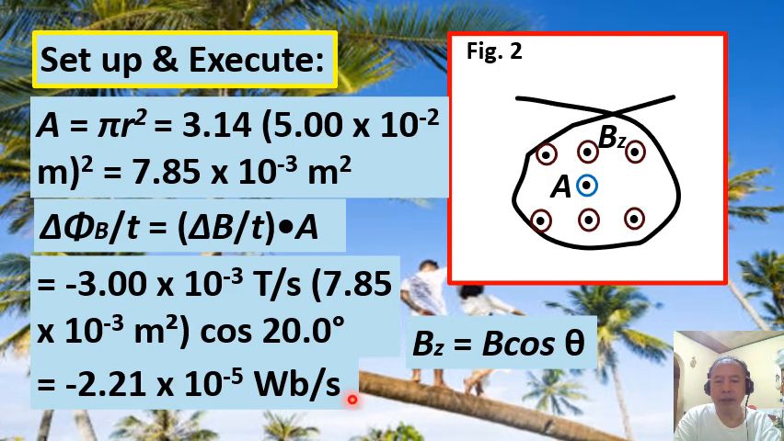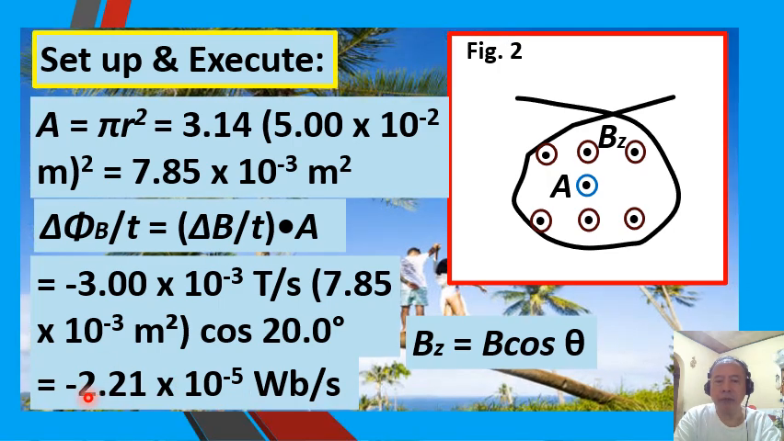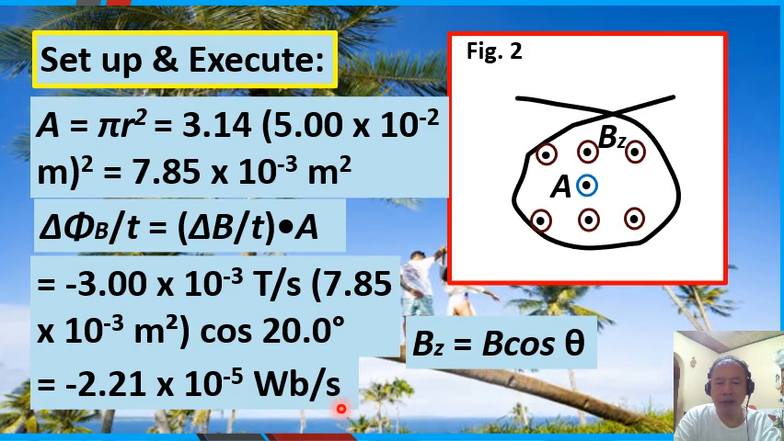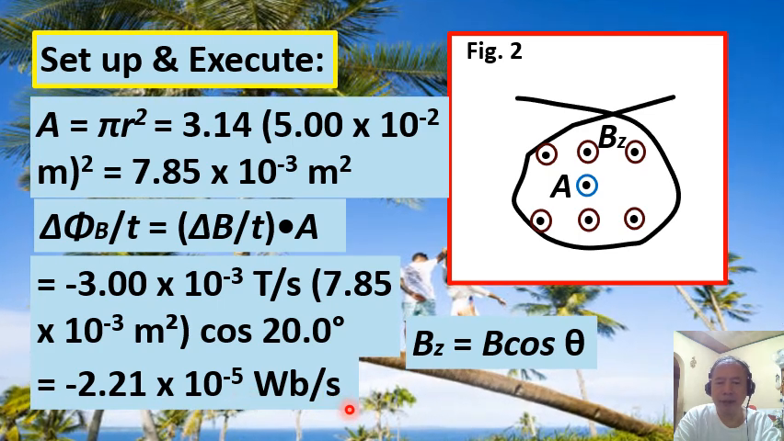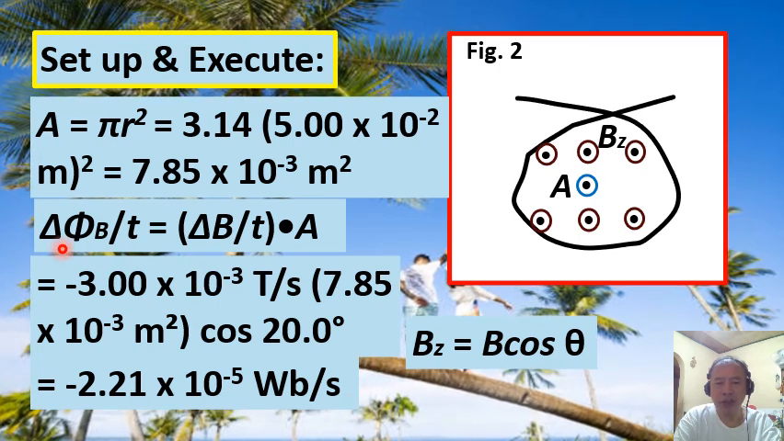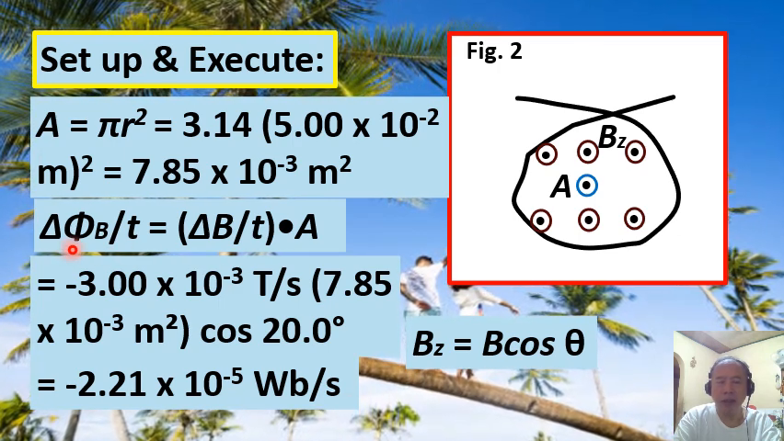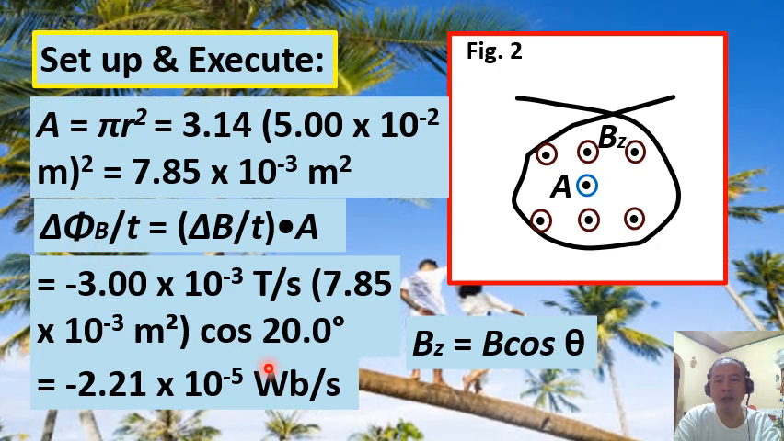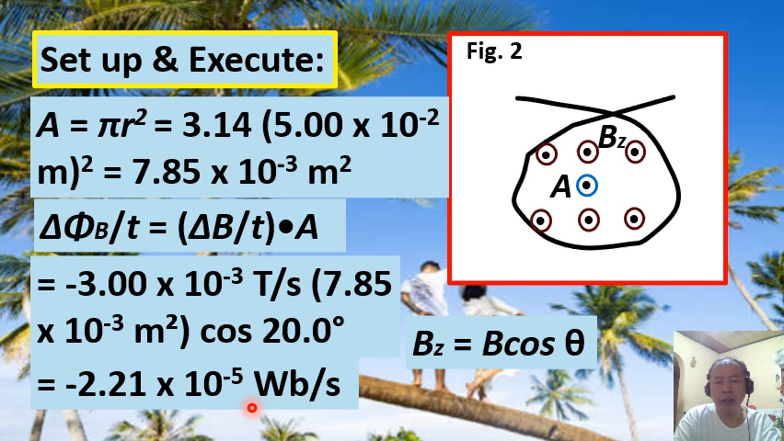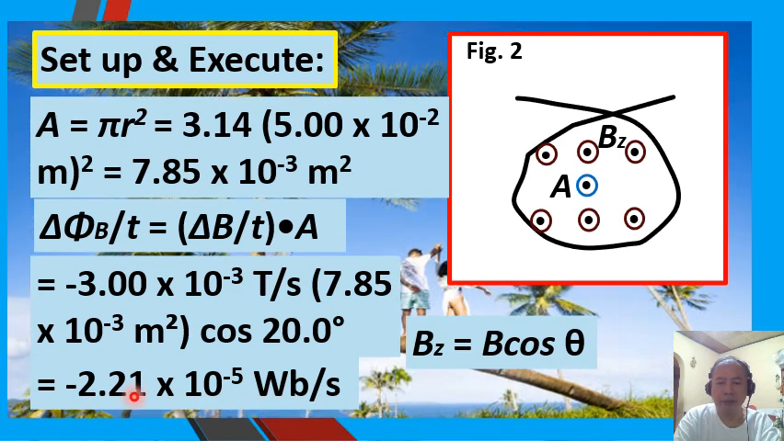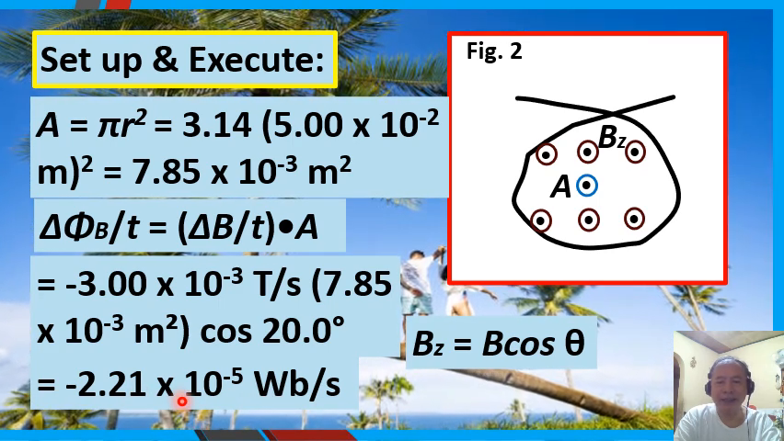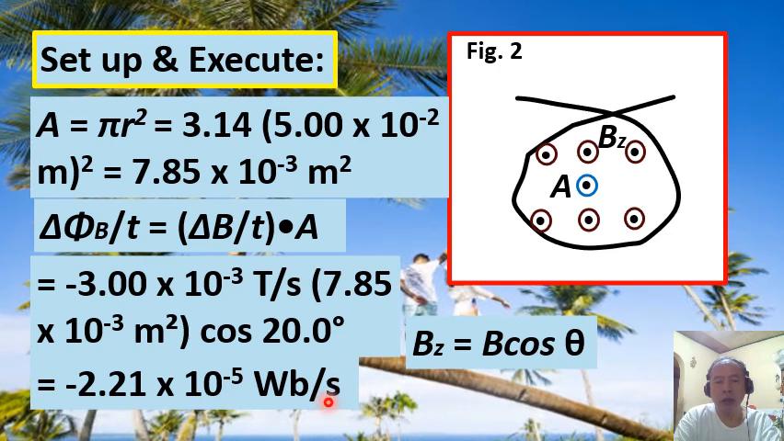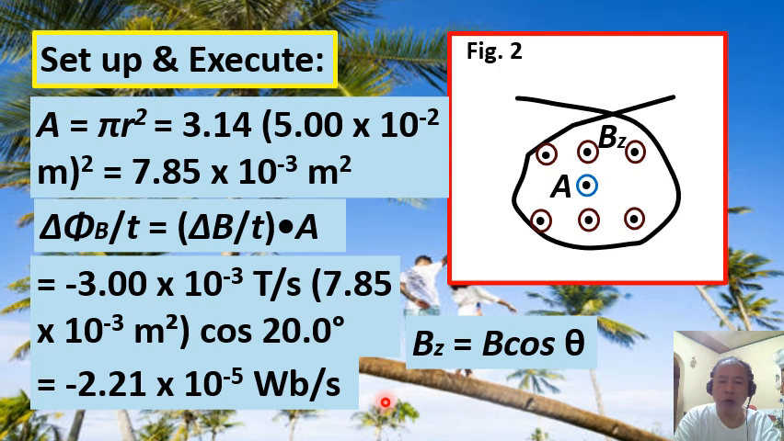And this unit, Weber per second, is just the same as the unit volt. The meaning of the negative sign in our answer is the fact that the rate of change of the magnetic flux is in fact decreasing, which agrees with Lenz's law.